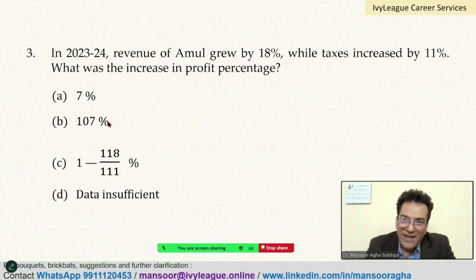But the good thing is that, to make it even more confusing, they've only given percentage values. So we get an impression that possibly I can subtract 11 from 18. Both of them are in percentages, and I end up getting an answer in percentages. So the question is not difficult. The question is confusing. That's all.